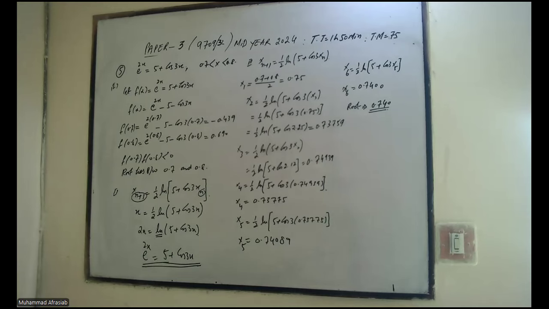Then x3 will be half ln of 5 plus cos of 3 x2, and the x2 value is 0.73579. So their value is equal to 0.74939. The x4 value will be equal to 0.73775. The x5 value will be equal to 0.74089. The x6 value will be equal to 0.7400. But because the answer is required up to 3 decimal places, the answer is equal to 0.740.